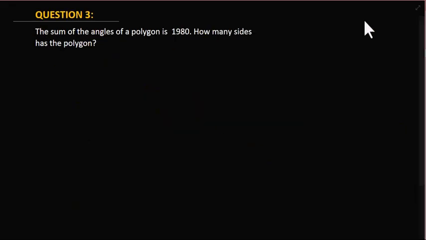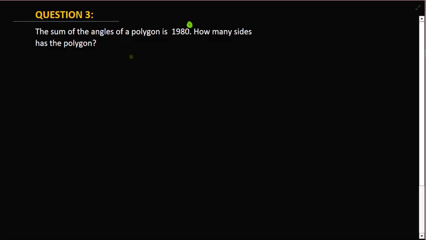Okay, so let's go ahead and solve this. The sum of angles of a polygon is 1980 degrees. How many sides has the polygon? So first let's start from our formula that says (n minus 2) times 180 degrees, the sum of interior angles of a polygon, is equal to 1980 degrees. From this very point, I think this question is a little bit more advanced and complex.